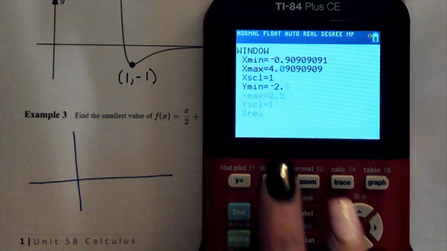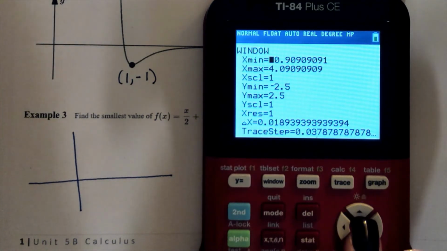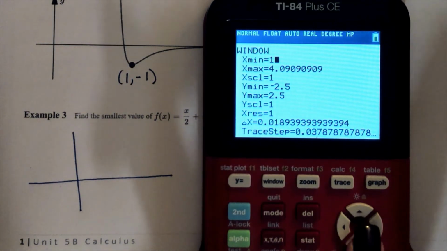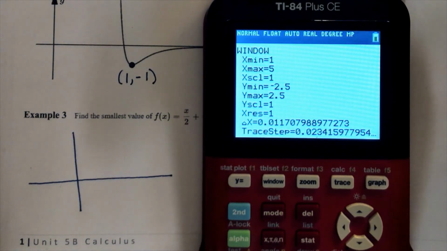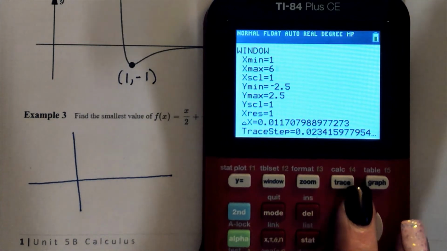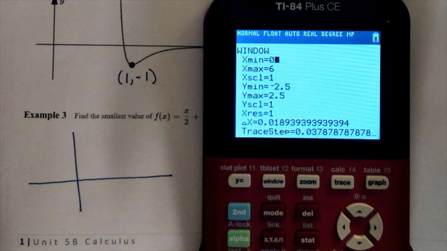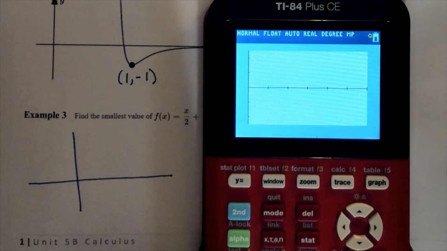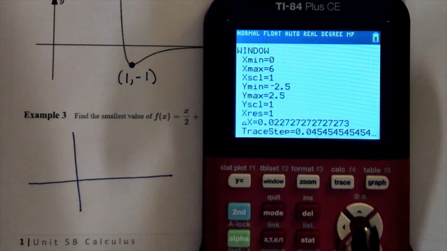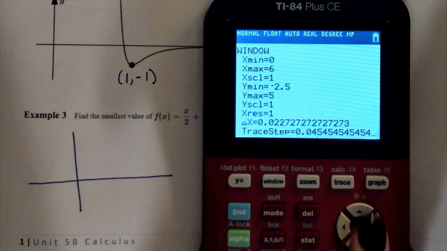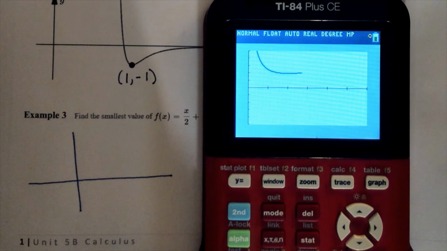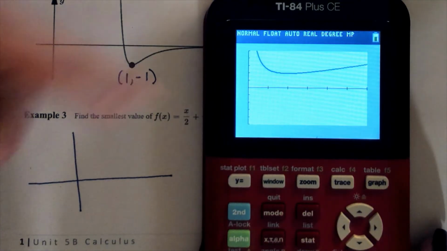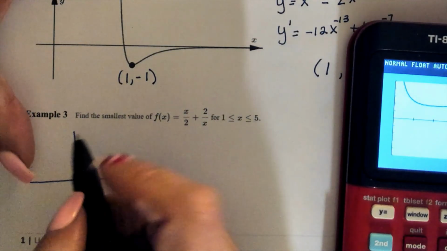So what I'm going to do is go to window. It only wants x equals 1 to 5. Okay? Here's what I'm going to do. I'm going to go 1 above on each side. So I'm going to do 0 to 6 so that way I can see it. Oh, you know what? I should probably go up a little bit. There we go. Okay, so there it is. Oh, from 1 to 5, that's not bad. So this graph looks like this.